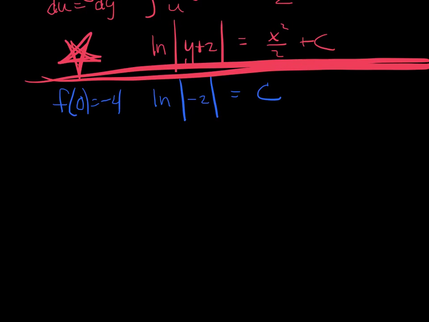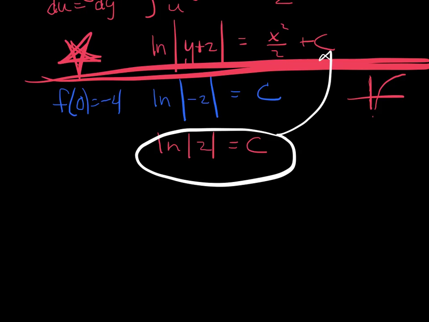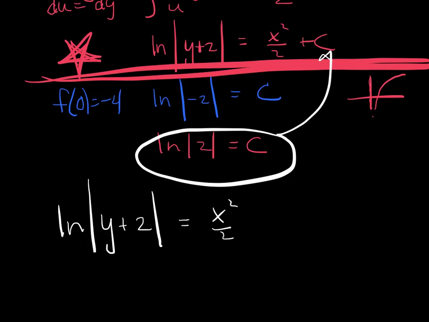Notice, I don't know what the ln of negative 2 is. It does not exist. If I picture my ln graph, there's an asymptote at 0. The ln of negative 2 doesn't exist. But the absolute value is so important because it now changes that negative 2 into a positive 2. Okay, but you have to take that into consideration later on. So at this point, I'm going to substitute my c back in. So I'm going to get the ln of the absolute value of y plus 2 equals x squared over 2 plus the ln of 2.